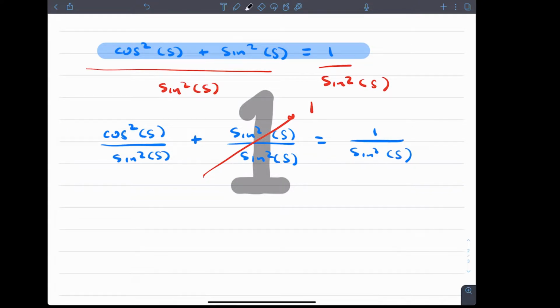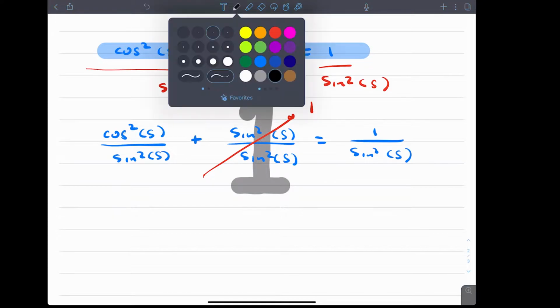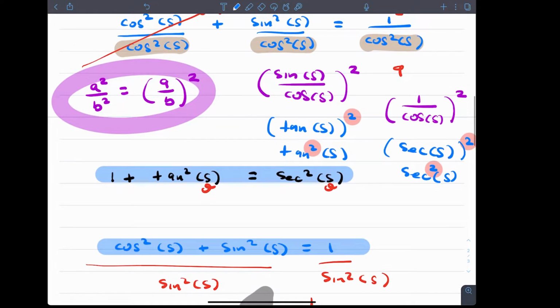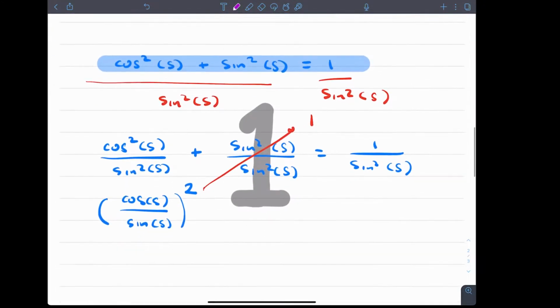Yeah, and then we have to know what is cosine over sine squared, right? You're going to say, is that the same as, using that same algebra you just showed? Yes, it is. Cosine over sine to the what? Second power. Remember this algebra that we just talked about right here in purple? That's the algebra property. So we're using that right in here.